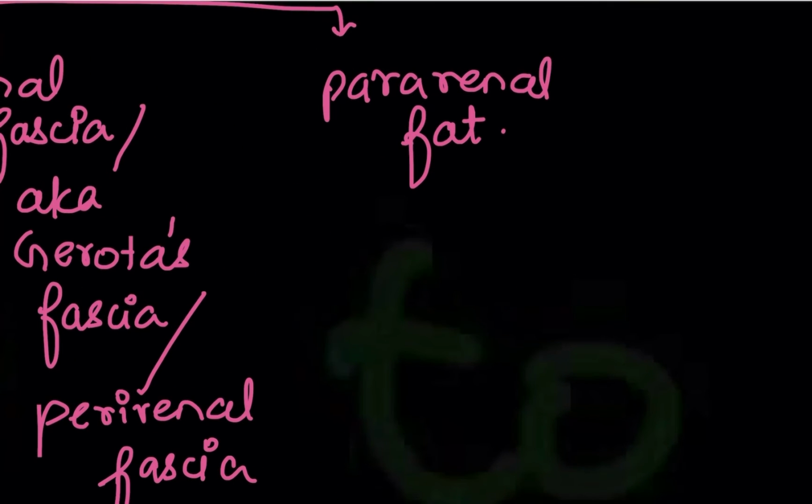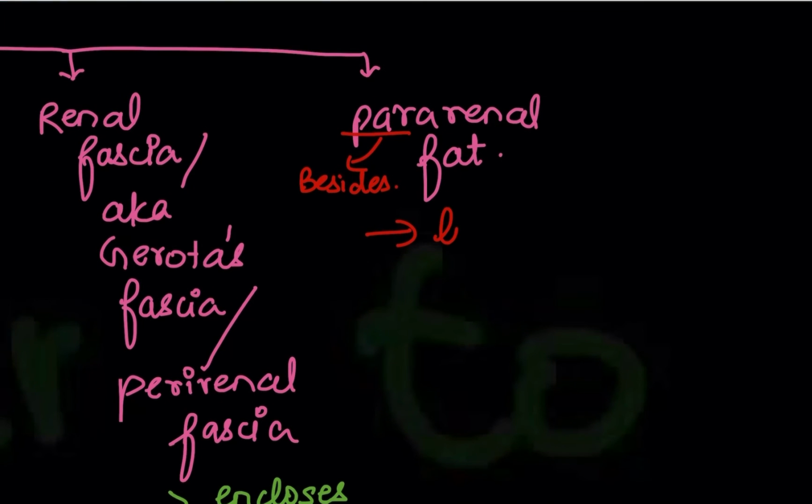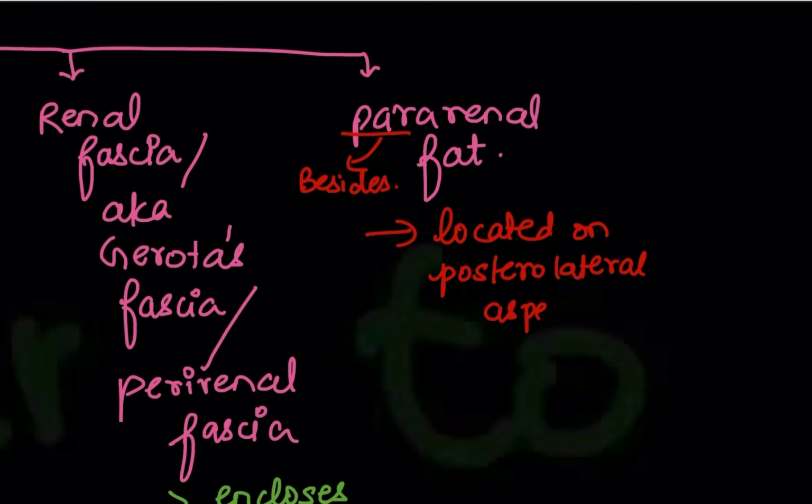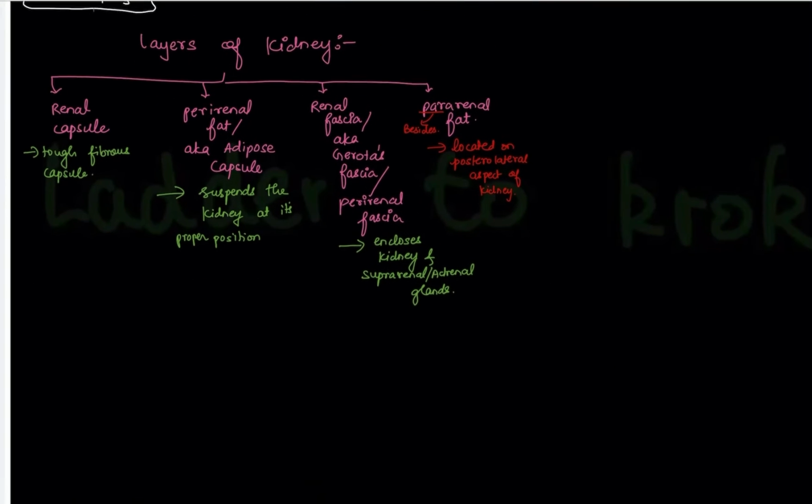The pararenal fat, para means beside. So pararenal means beside the kidney. Exactly where? It is located on the posterolateral aspect of the kidney. So posteriorly on the lateral side, it will be present. Okay, so it is beside the kidney. So now the layers are done.